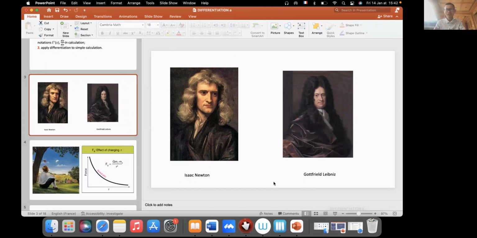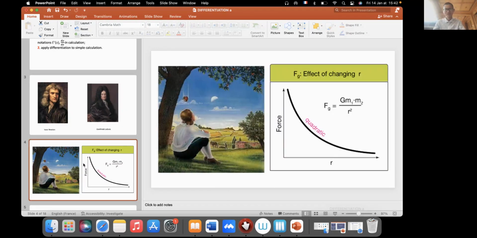Even until today, there is a very big controversy as to who was the first to invent differentiation and calculus. In the following, we will follow the path of Newton, that is, the physics approach to define what differentiation is.